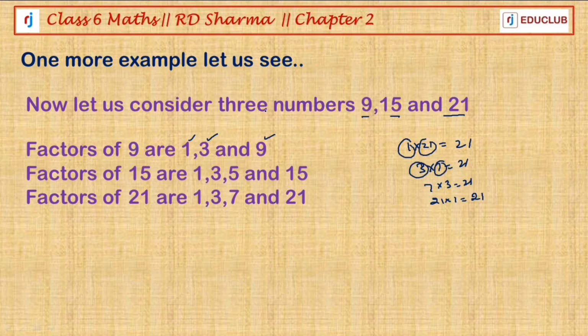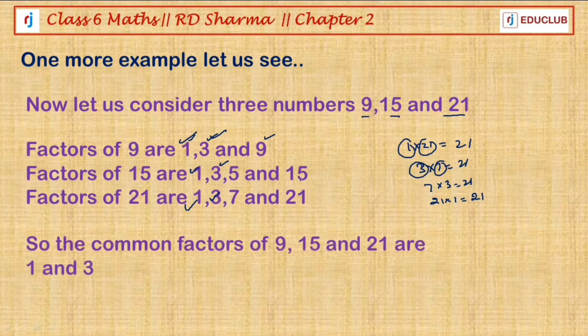Now we have the three numbers. We need to find the common factors. Look, 1 is here, 1 is here, 1 is here. If it is available in all, then only we can say this is a common factor. 3 is here, 3 is here, 3 is here. Now no other numbers are common. So we will say the common factors of 9, 15 and 21 are 1 and 3 only.